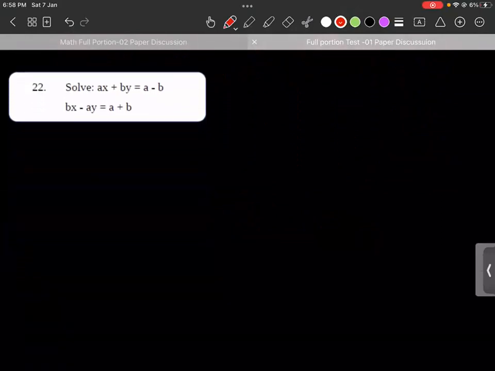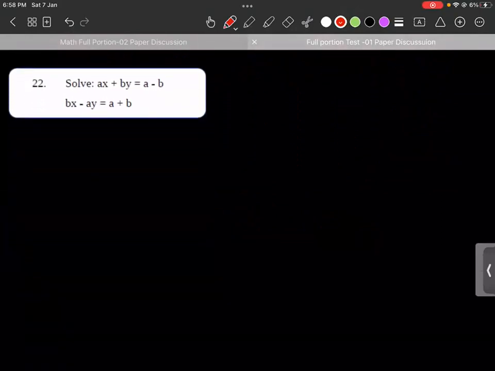So solve ax plus by is equal to a minus b and bx minus ay is equal to a plus b. So you can use the elimination method. Yeah, sir, I did the elimination method. When you use the elimination method, what will you get?